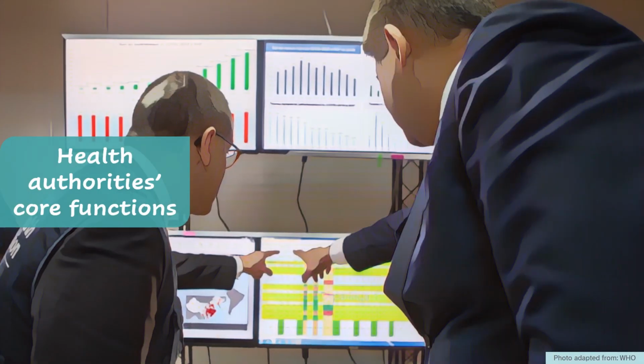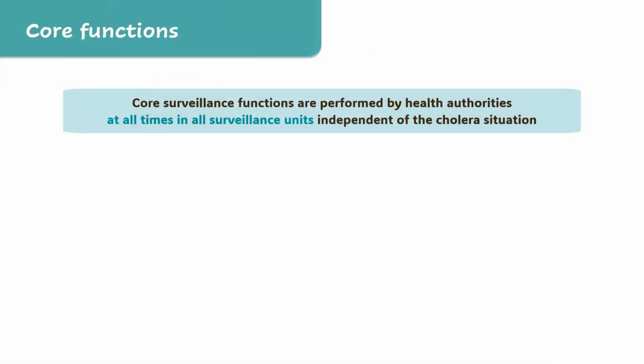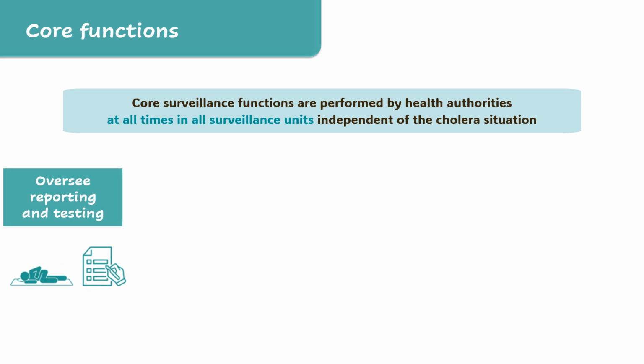Let's look into the core functions of health authorities in cholera surveillance. Core surveillance functions are those performed by health authorities at all times, in all surveillance units, independent of the ongoing cholera situation. Here is an overview of these functions. First of all, health authorities are responsible for overseeing that the reporting of suspected cholera cases and the testing of suspected cholera cases are implemented by all surveillance stakeholders in accordance with applicable surveillance strategies.